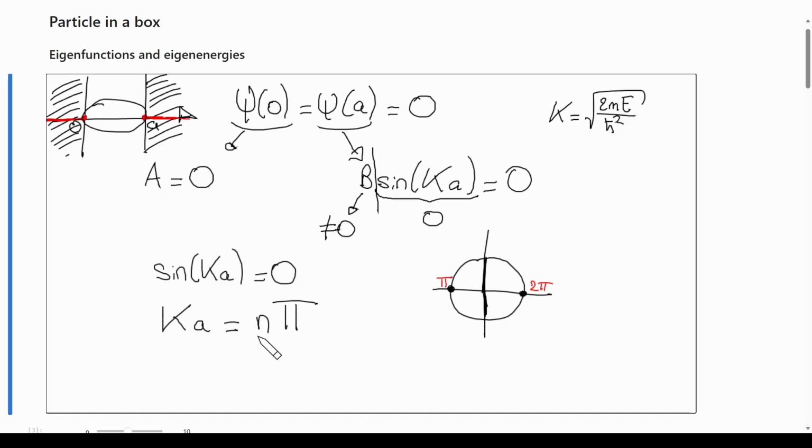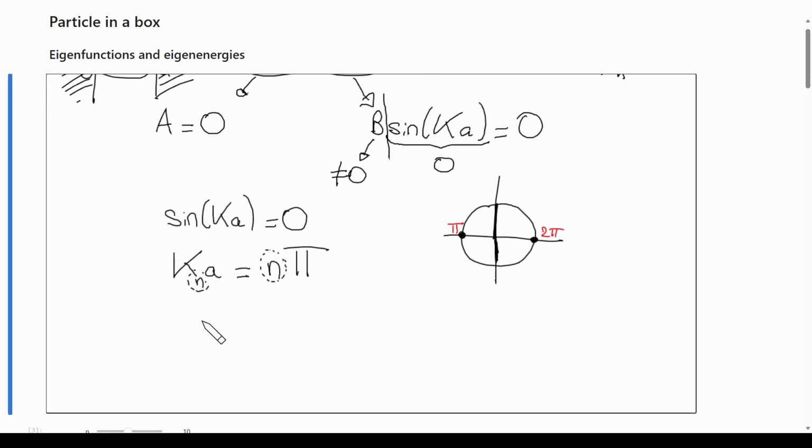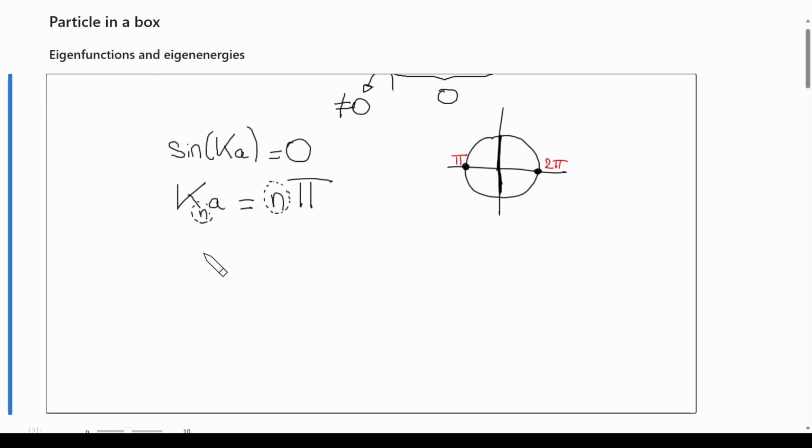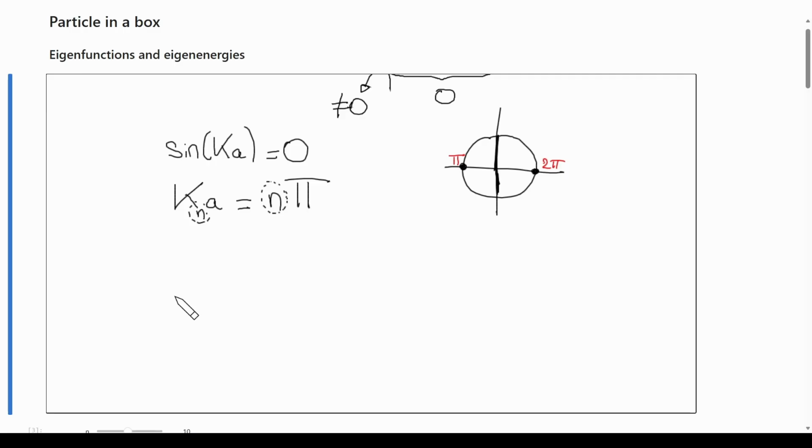And since we introduced this n here, this gives us a family of kappa values. So we will also add an index n to this kappa to say that it is the index corresponding to this n here, so we can keep track of each element of the family of solutions.